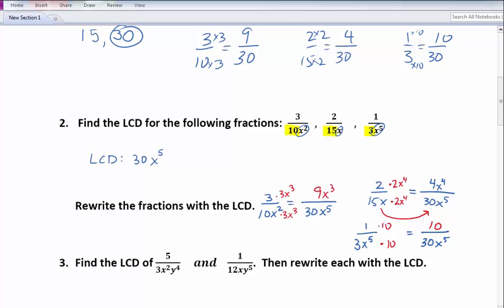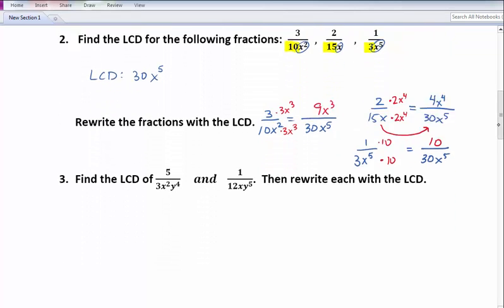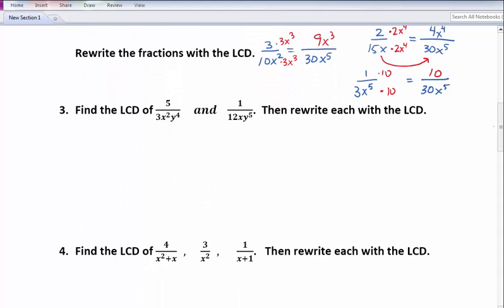Okay, let's try one more. Find the LCD of 5 over 3x squared y to the fourth and 1 over 12xy to the fifth. Okay, so again, I'm going to look at the number first, the coefficient, 3 and 12. And the LCD is going to involve the smallest number that both of those divide into. So if I had a denominator of 3 and a denominator of 12, the least common denominator would involve a 12. And then if I look at the variables, one at a time, a base of x, this one has an x squared and this one has an x.